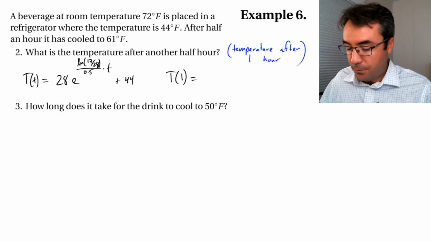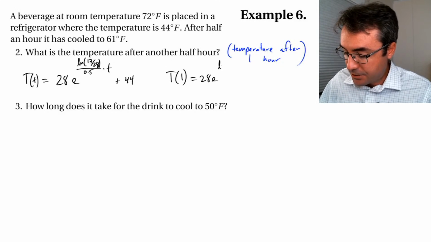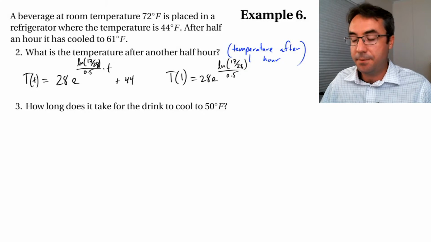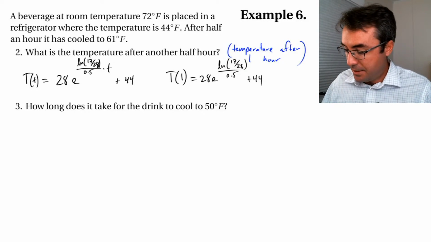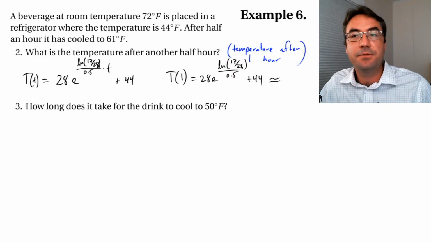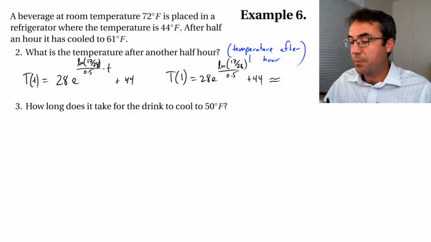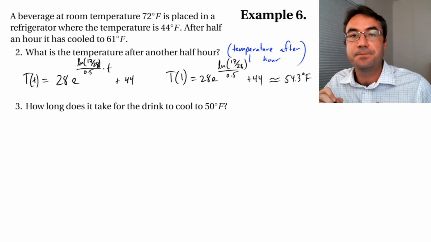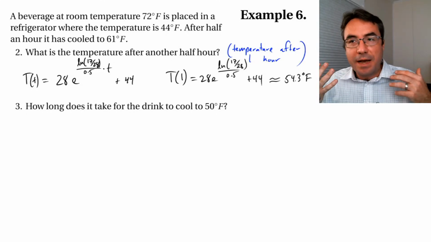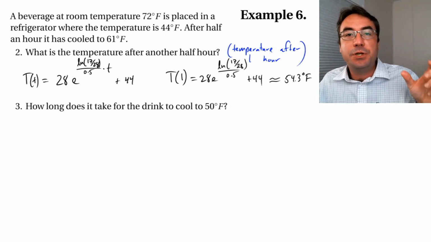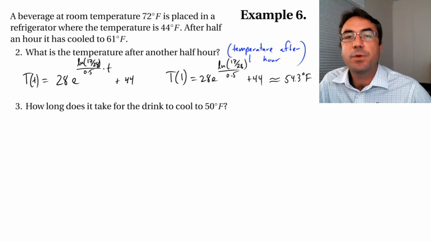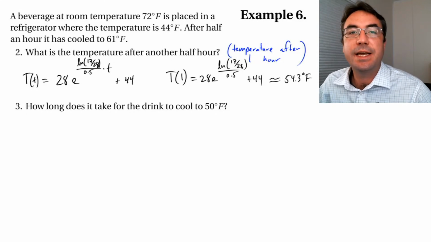So if we plug 1 in, we end up with 28 e to the natural log 17 over 28 divided by 0.5 times 1 in the exponent there. I won't write the 1. Plus 44. And just to get some context here, if we get a decimal, this is approximately 54.3 degrees Fahrenheit. So if we had used minutes, we would have gotten the exact same value. You just have to be consistent. So we started with hours, so we kept using hours for our function.